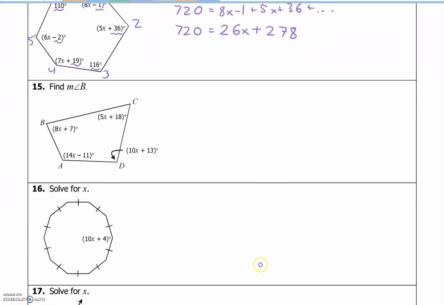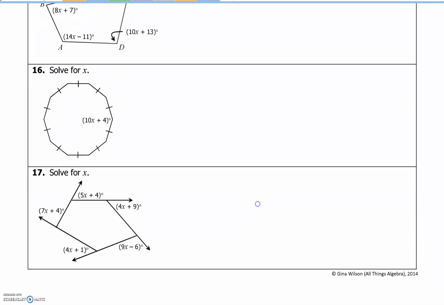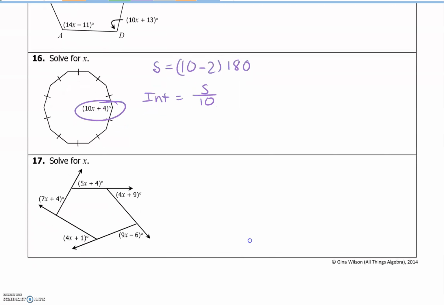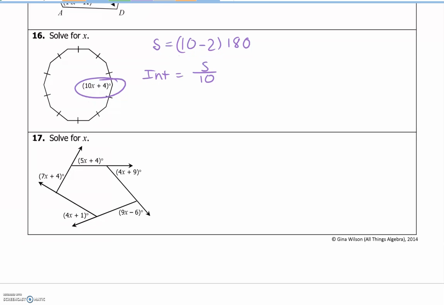Number 15, again, very similar idea, but that is a 4-sided figure. 16, just a little hint for you guys. You're going to want to find the sum of the interior angles for that 10-sided figure. And you're going to want to find each interior angle. So you're going to want to take that sum that you just found and divide that by the number of sides. That is 10. And that should equal that angle there. So set that equal, solve for x. And finally, in number 17, you were looking at the sum of the exterior angles. Take care.